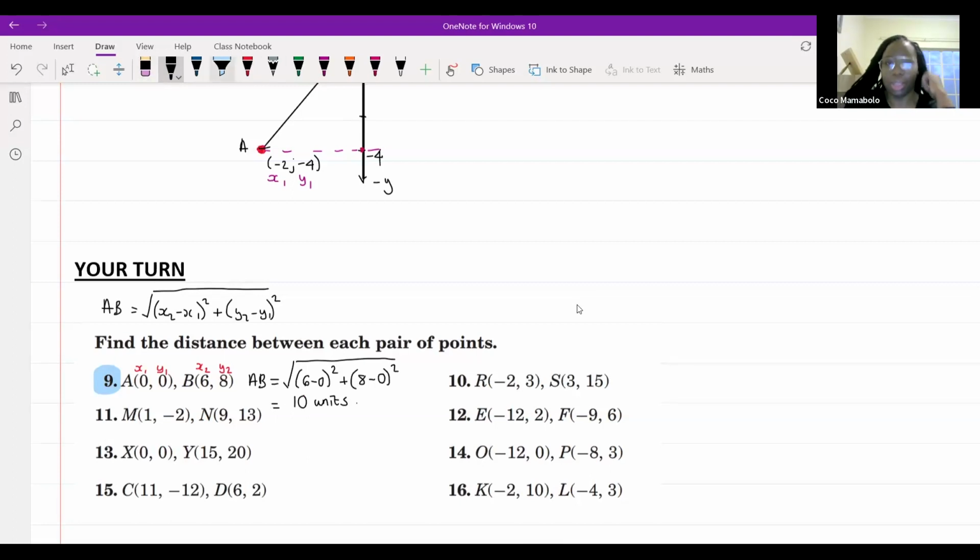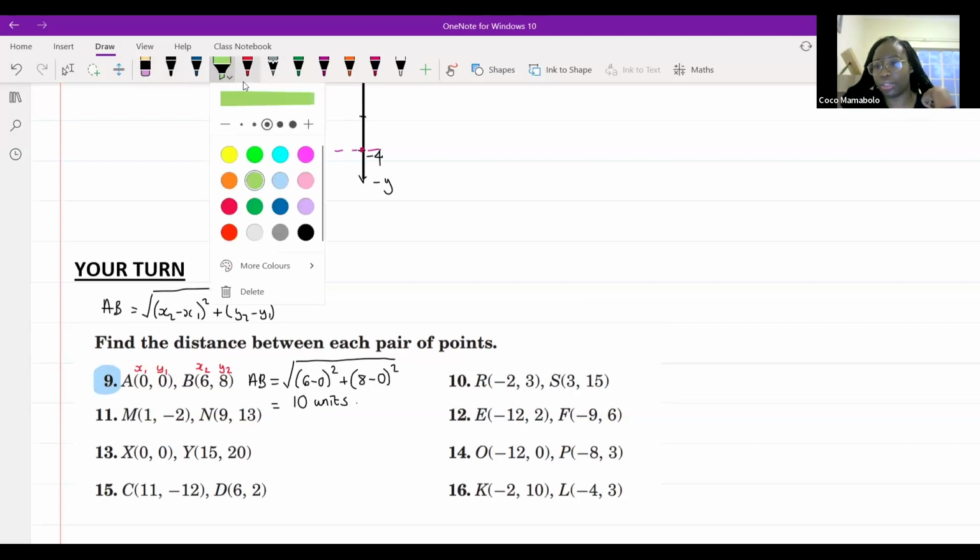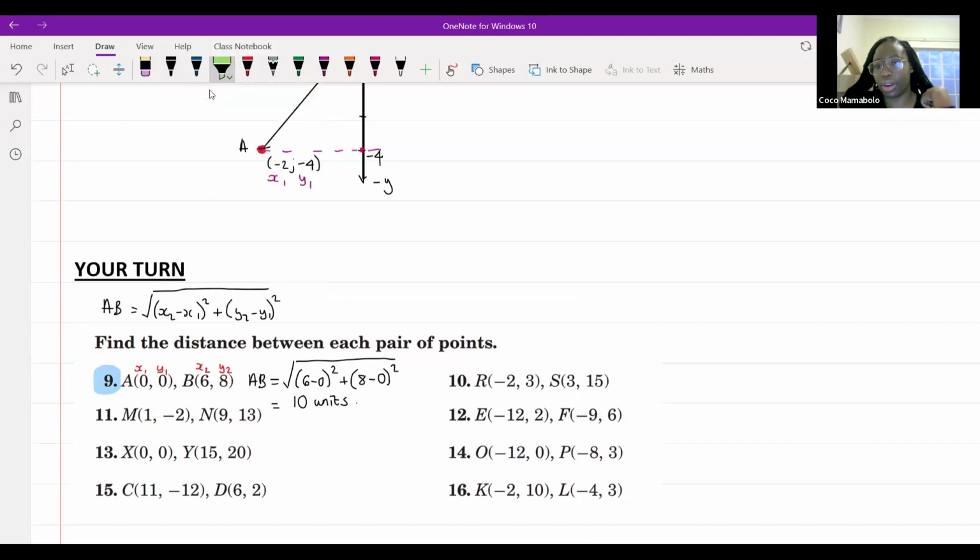Are we all okay with how to calculate this? All right, I'm going to give you guys a chance to do 10, 11, 12, 13, and 14. In fact, I think we should skip 13. 13 is kind of simple. We're not going to do that.